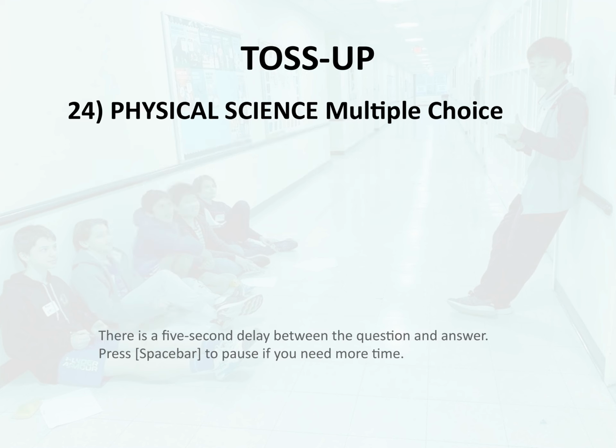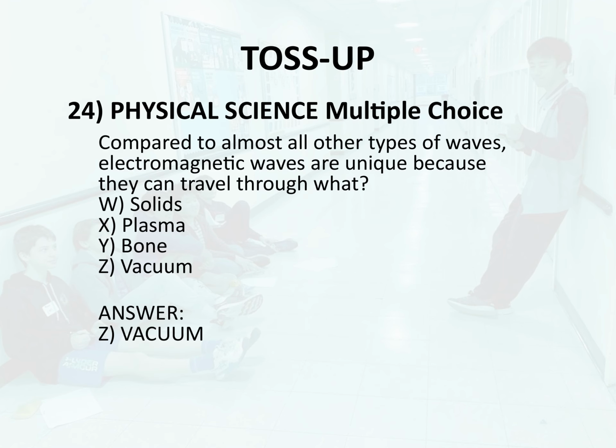Toss-up 24. Physical science. Multiple choice. Compared to almost all other types of waves, electromagnetic waves are unique because they can travel through what? W. Solids, X. Plasma. Y. Bone. Z. Vacuum. Answer: Z. Vacuum.